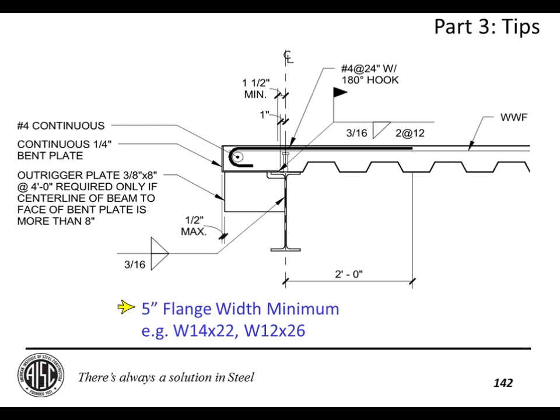And so my rule of thumb is anytime I'm on a perimeter condition or an interior opening of any sort of size, I'll use a 14 by 22 or 12 by 26 to give everybody enough room to accomplish all this correctly.